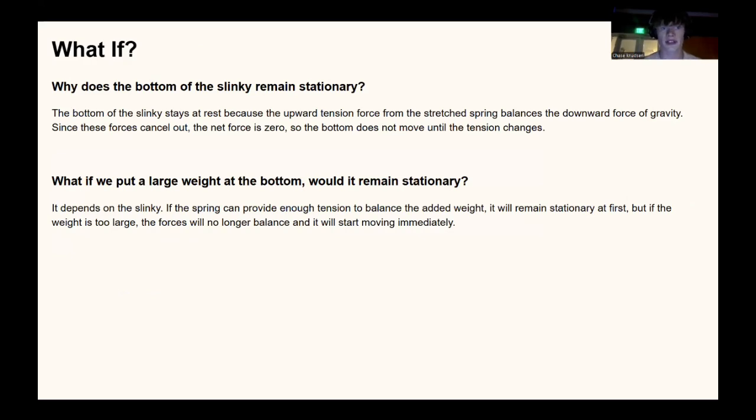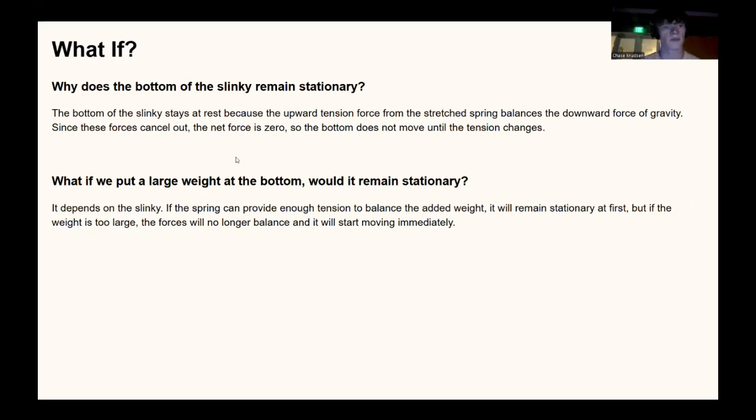The bottom of the slinky stays at rest because the upward tension force from the stretched spring balances the downward force of gravity. Since these forces cancel out, the net force is zero, so the bottom does not move until the tension changes. What if we put a large weight at the bottom?